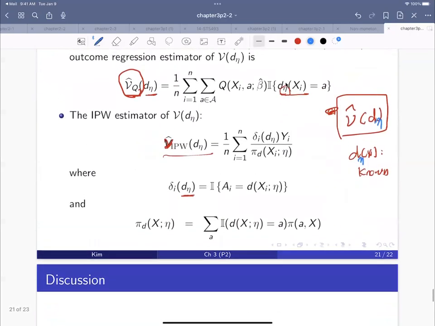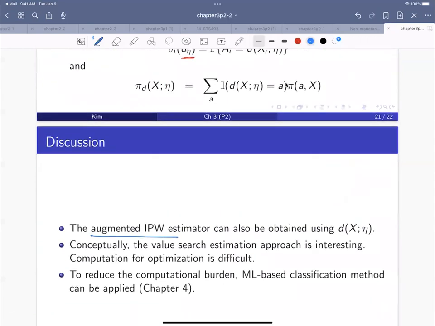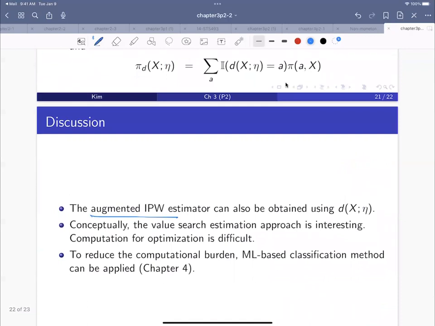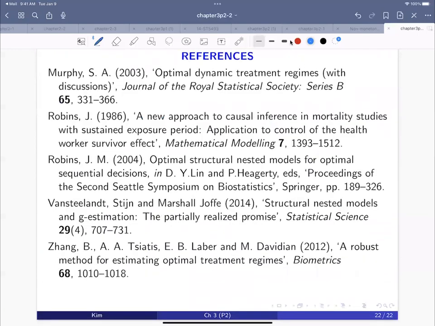So this is a Q estimator, a regression estimator. This is the IPW estimator, and we can also develop the augmented IPW estimator using D(x, eta). Conceptually, the value search estimation approach is interesting, but the computation for optimization is really difficult, and that is a limitation. But they had another idea on how to do that. They have some idea for using classification methods, which will be the topic of the next class. So that's all. And here's the reference. Thank you for your attention.